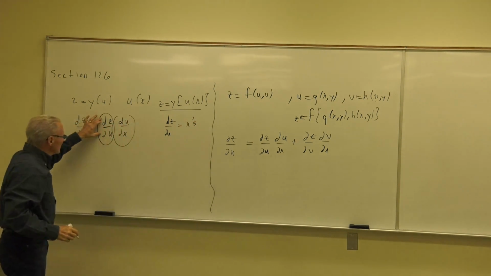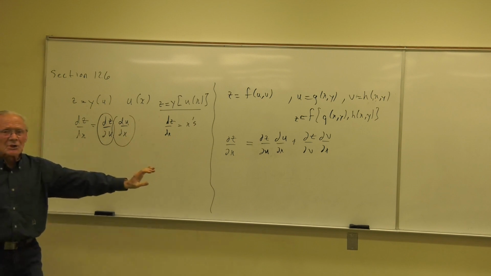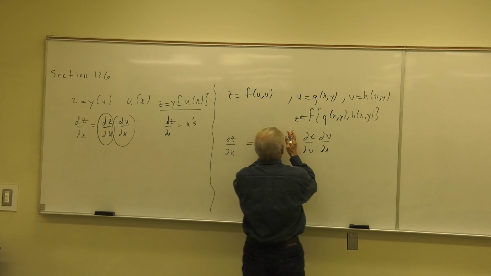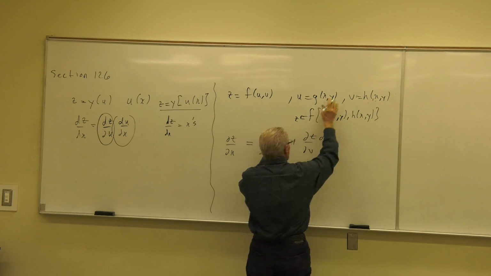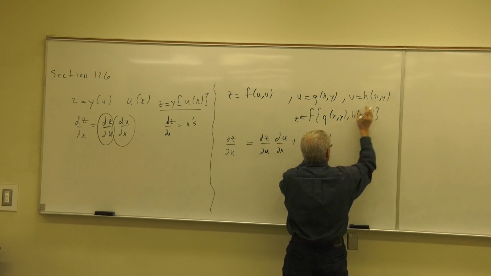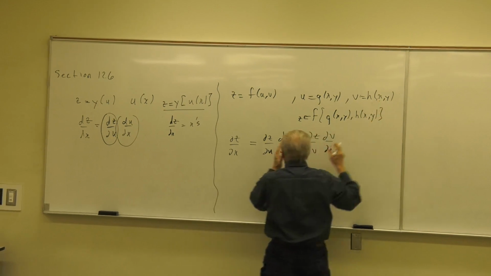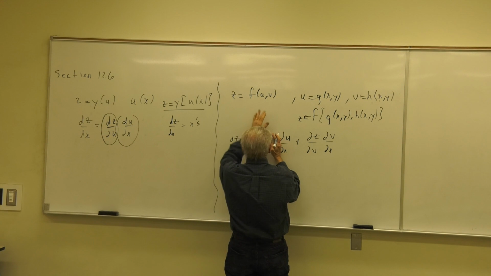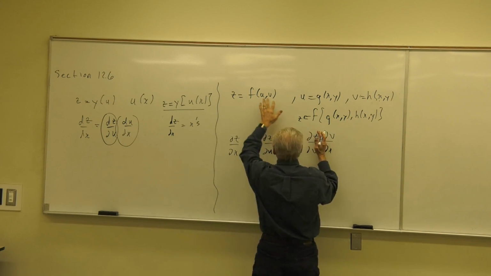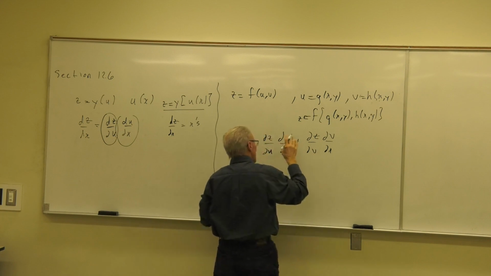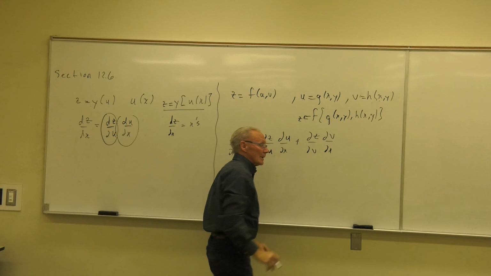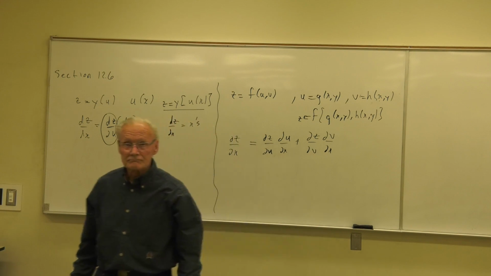But when you use the chain rule, you not only get the x's, you get the intermediate variables too. If you differentiate u with respect to x, you're going to have x's and y's. If you differentiate v with respect to x, you're going to have x's and y's. You differentiate z with respect to u, you're going to have u's and v's. You differentiate z with respect to v, and you're going to have u's and v's. So you've got the ultimate variables here and here, and the intermediate variables here and here.